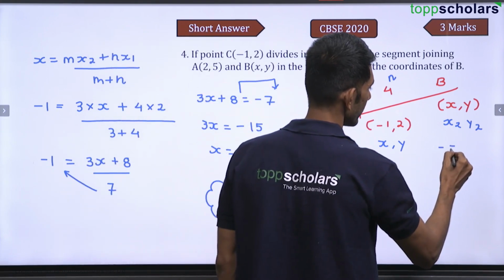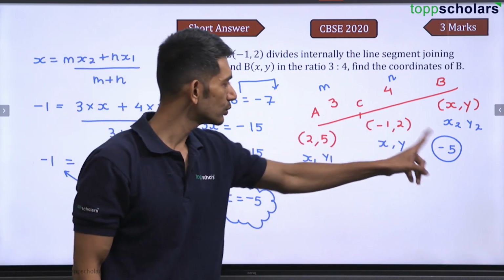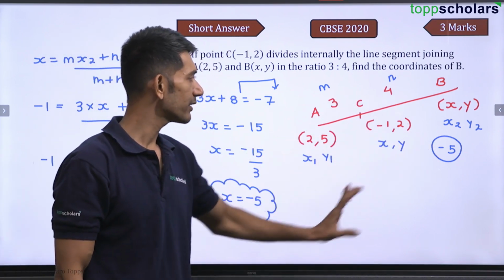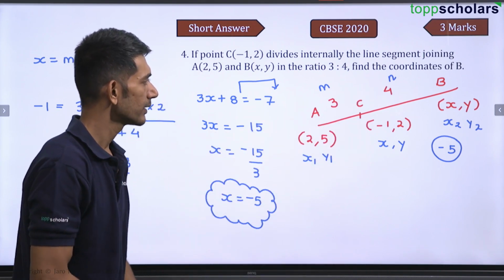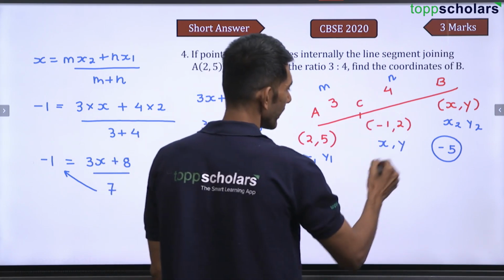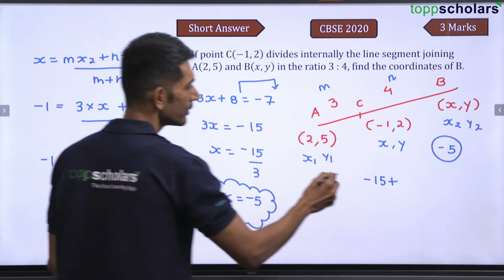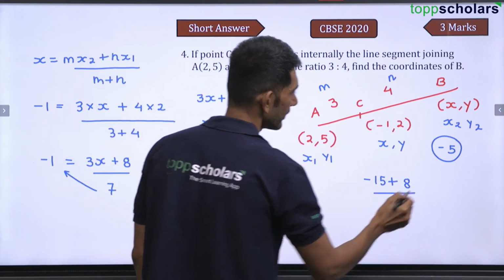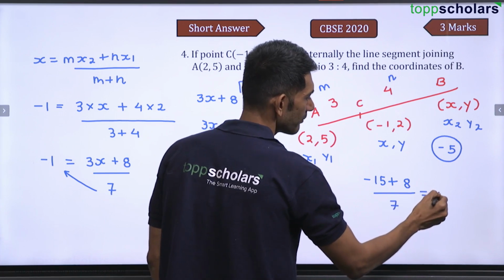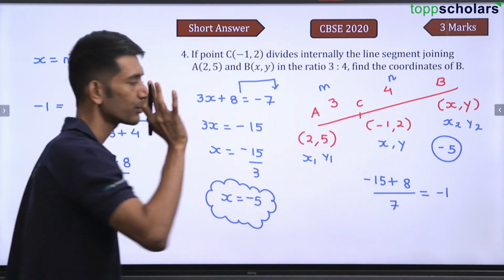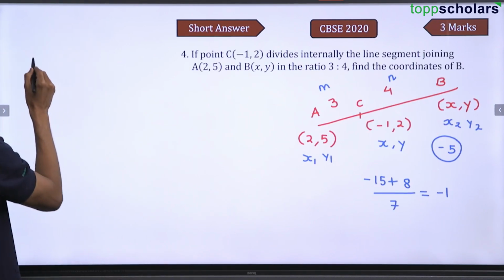Even if you want to check whether your answer is correct or not, just try for this. m x2, that is 3 into -5, -15. Then n x1, that is 3 into -5, -15. Plus 4 into 2 is 8. By m plus n, that is 7. -7 by 7 is -1. You are getting -1 here. That means your answer is correct. Okay, so how do we get the value of y?